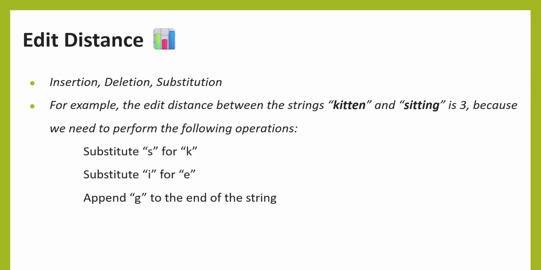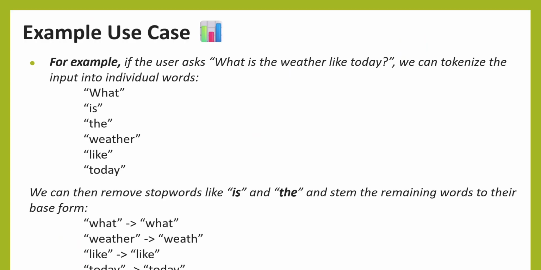Next comes edit distance, which is the measure of the number of operations required to transform one string to another. Here the operations can be insertion, that is adding a character to the string, deletion, that means removing a character from the string, substitution means replacing a character with another. For example, the edit distance between the strings kitten and sitting is 3 because we need to perform 3 operations here. First, substitute S for K, then substitute I for E and append G to the end of the string.